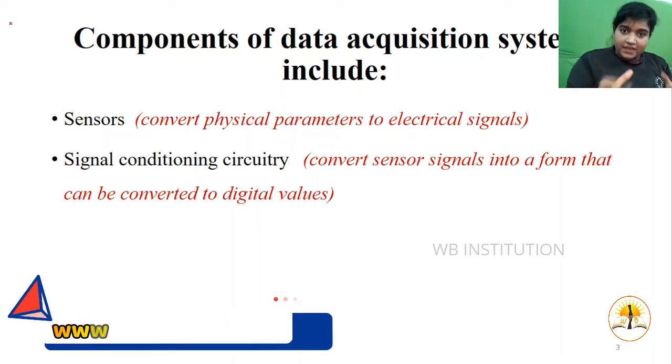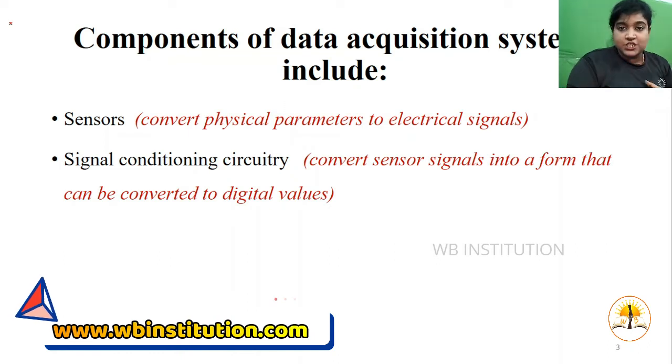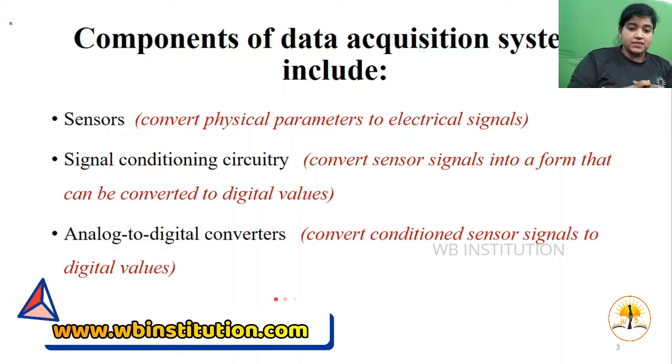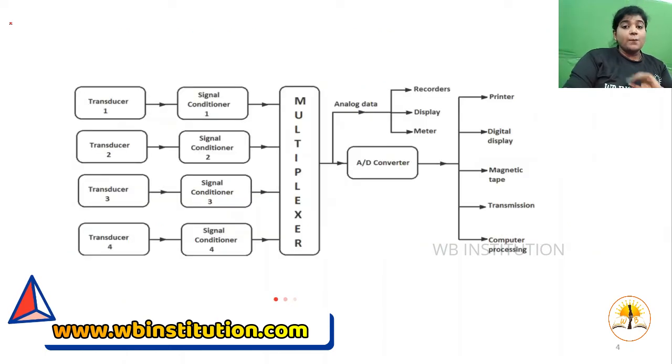So conditioning is happening in your signal conditioning circuitry, in your signal conditioning unit. The final thing is that analog to digital converter, as I told earlier, will be getting the output, and you will be seeing the output in a digital platform. Clear? Now we'll get into a block diagram.